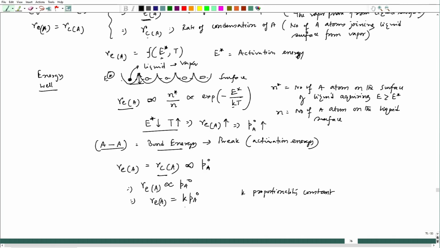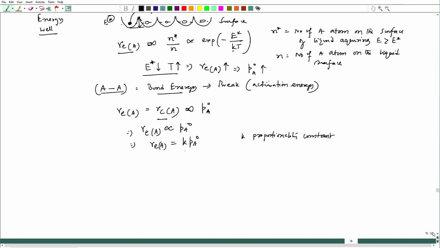Fine. Now, this is with respect to pure A, and if we consider that there is a pure B also, and let us say this is also a liquid condensed phase, in that case also a similar treatment applies, and we can find that R_E B would be equal to K prime P_B naught, where K prime is basically another proportionality constant.